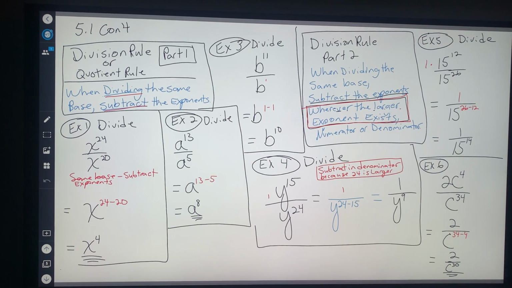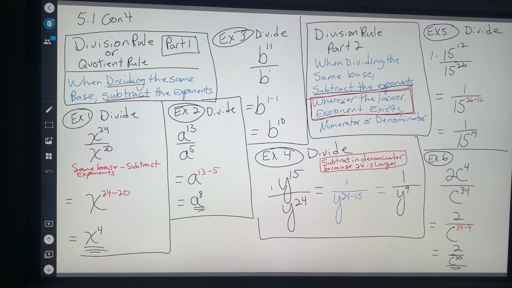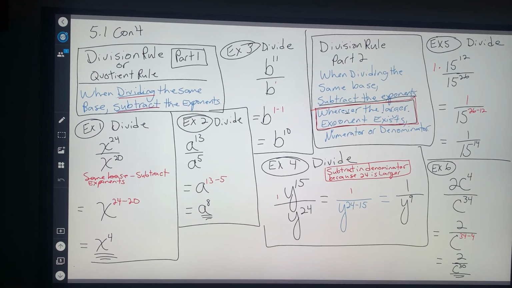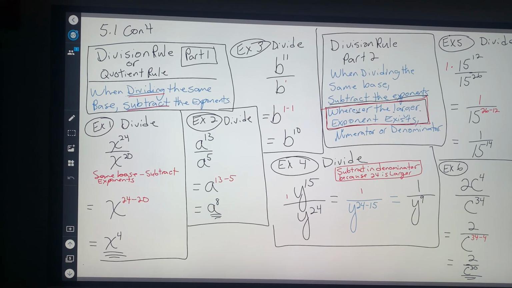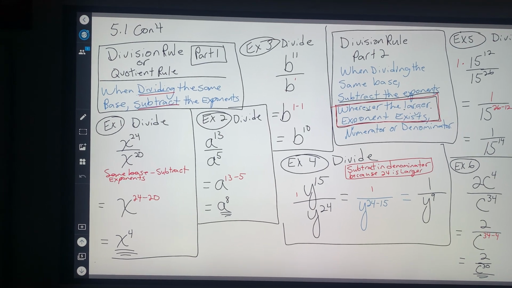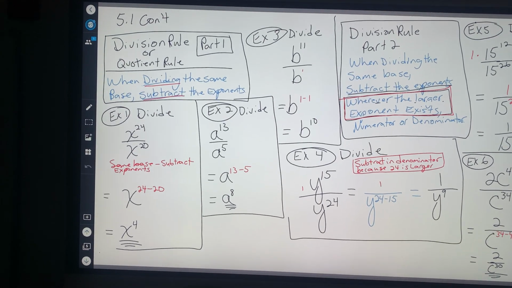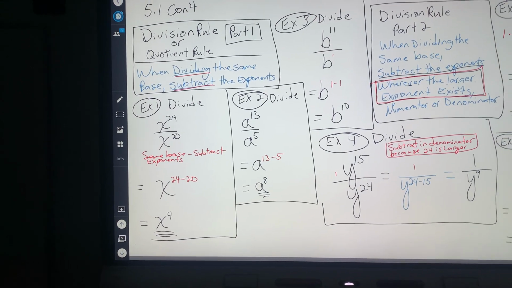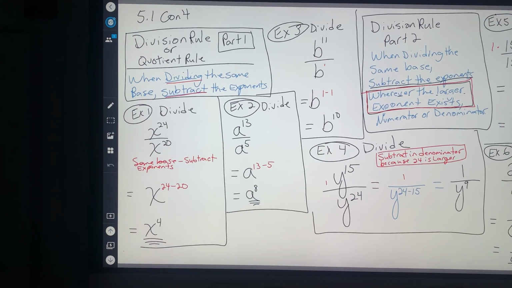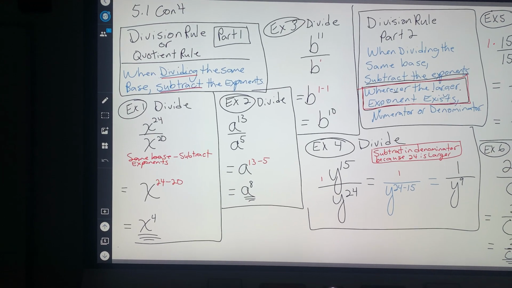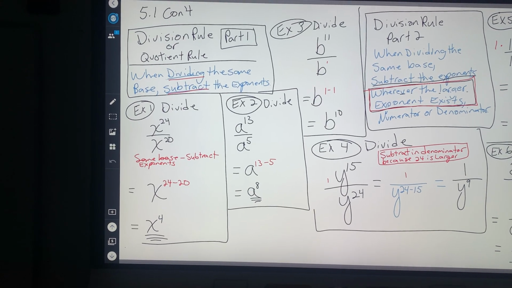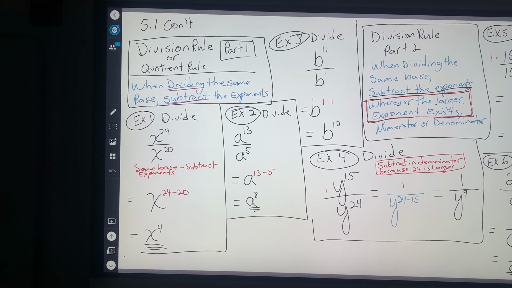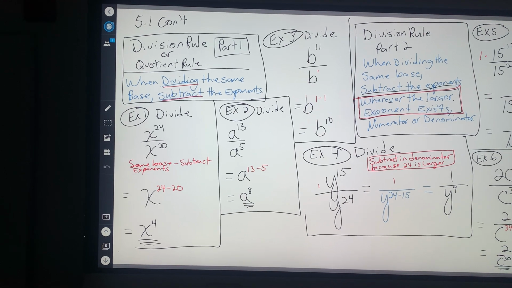Here is the division rule. The multiplication rule told us that if we're multiplying the same base, we add the exponents. But in the division rule, if we're dividing the same base, we now subtract the exponents. As you can see in that first example, we have x to the 24th power over x to the 20th power. They're the same base, which is x. So when that is so, we subtract the exponents.